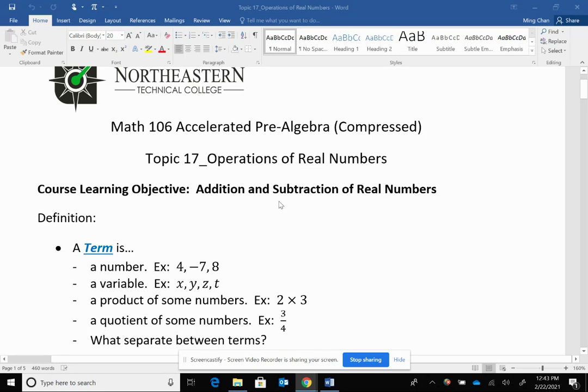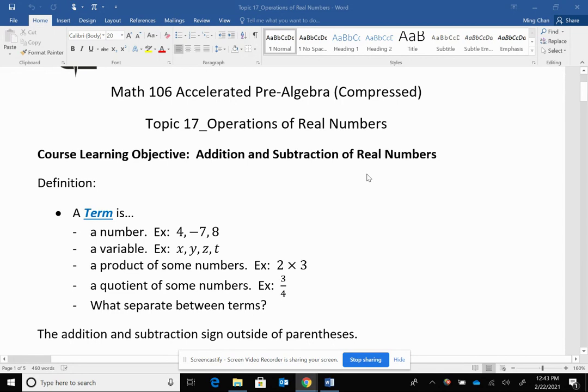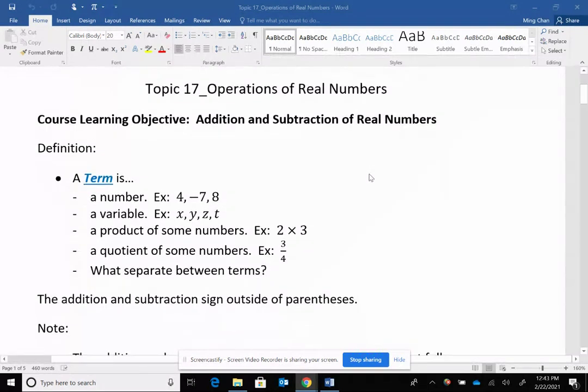Hey everyone, welcome to topic number 17, operations of real numbers. So in this video, we're going to talk about adding and subtracting what we call real numbers. Remember from the previous topic, real numbers are basically your integers, your whole numbers, and your fractions. All three of those are considered real numbers.